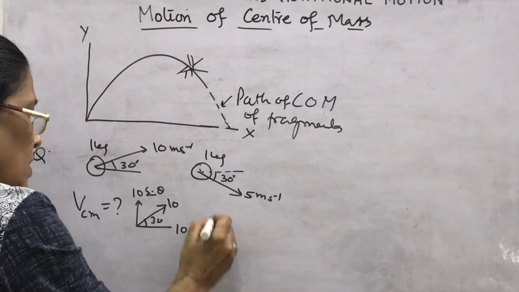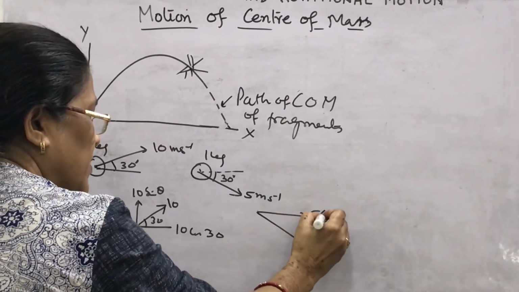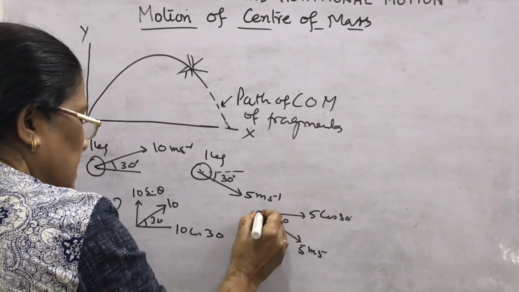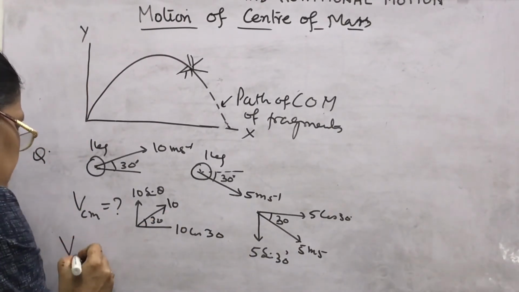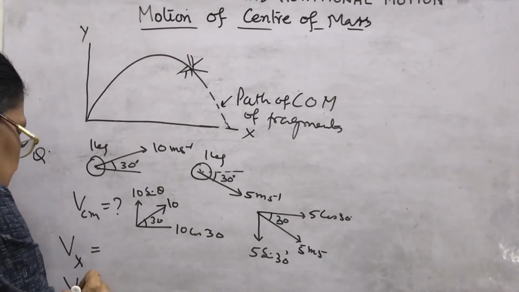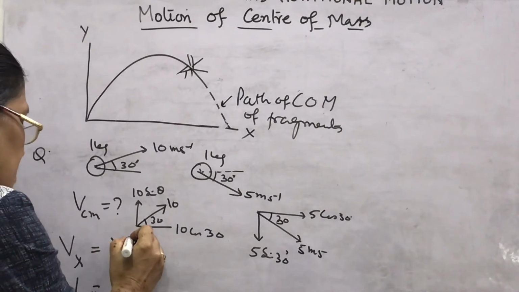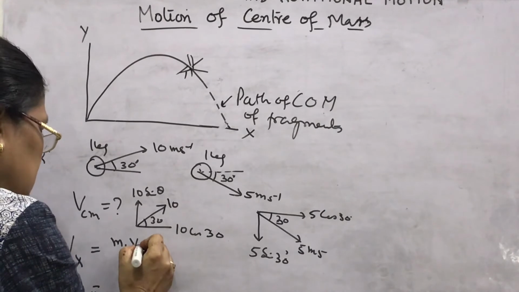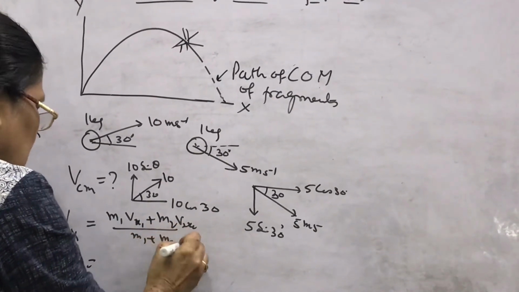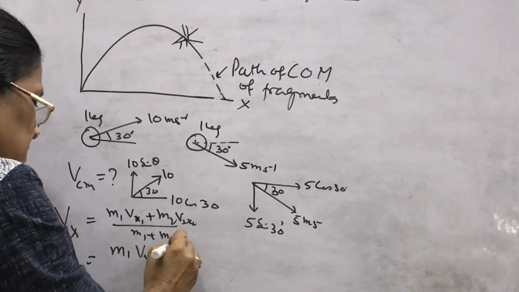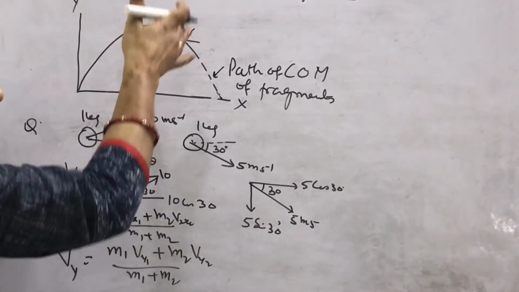Here for the second case, this is 5 meter per second, so this is 5 cos 30 at 30 degrees, and this is 5 sin 30 degrees. How will you find velocity? You have to find the x component of velocity and y component of velocity, then the resultant. You find m1 v1 in the horizontal direction, so m1 Vx1 plus m2 Vx2 upon m1 plus m2. Similarly here, m1 Vy1 plus m2 Vy2 upon m1 plus m2. Note down, you have to take proper care of sign: upward plus, downward minus.